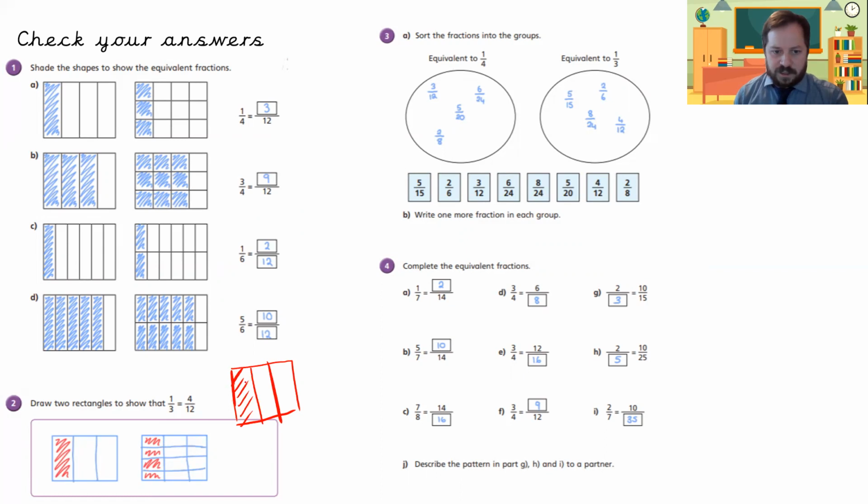So you need to split this into 4. So 1, 2, 3, 1, 2, 3, 4. There's your 4/12 because there's 12 overall. And that's the way I think about doing it. Just makes my life slightly easier.